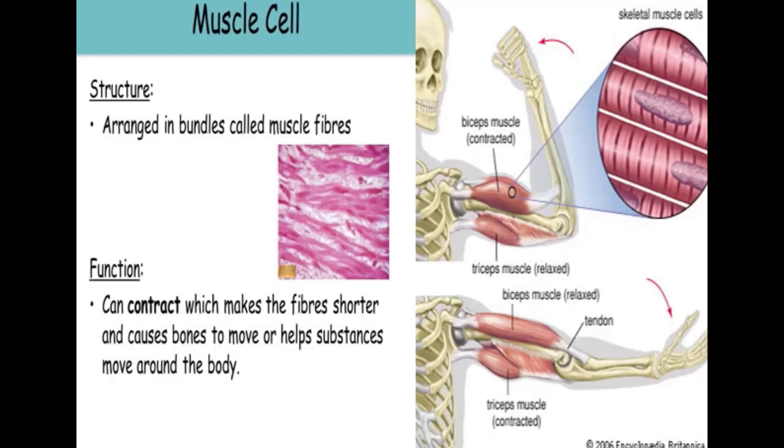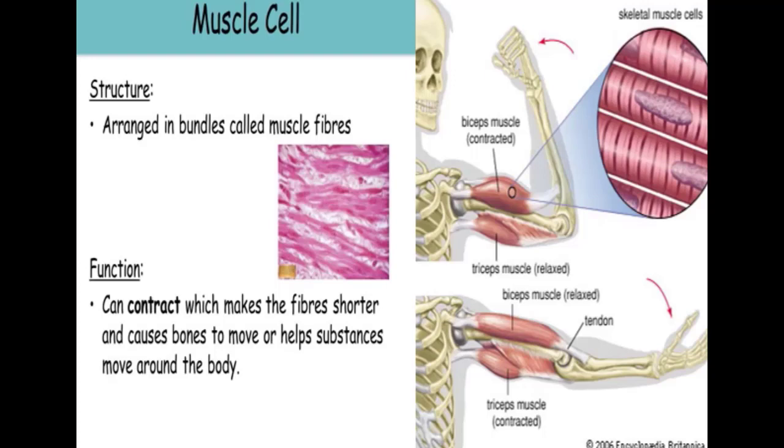Contract means when you squeeze or push something, it becomes small, like in the top picture. In the lower picture, you can see the muscles are relaxing, they are becoming bigger. When you bend your arms upward, the muscle is contracting. And when you are pulling it down, it is relaxing.